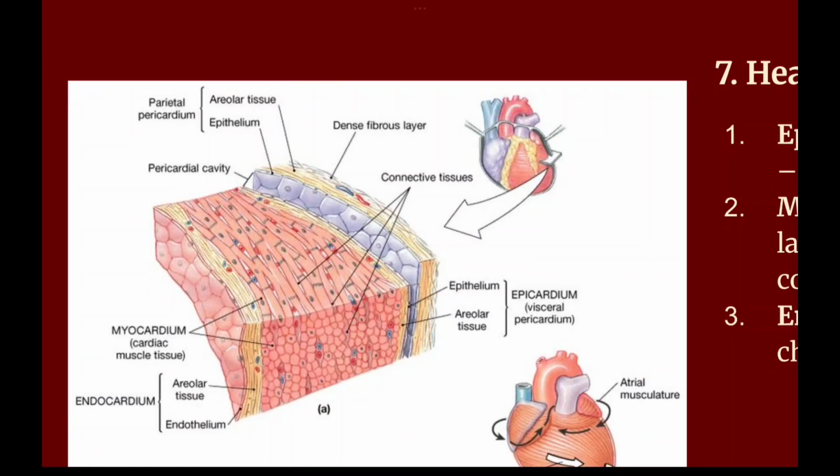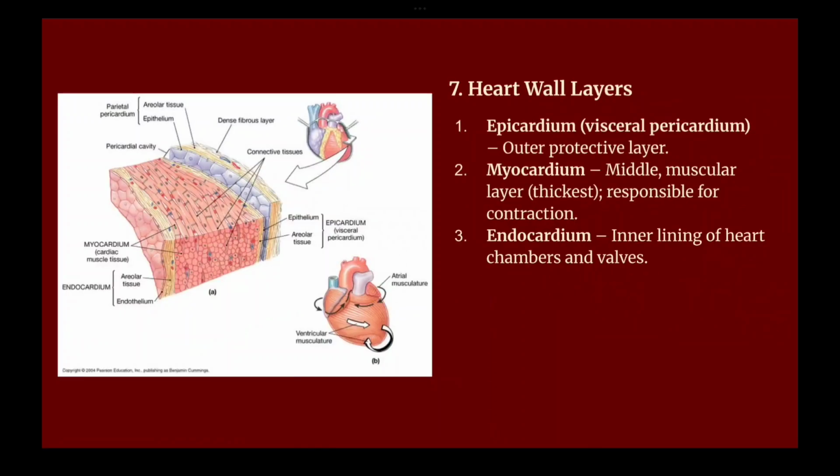There is the endocardium, which is the innermost layer of the heart. It is covering the heart chambers as well as the valves of the heart. This endocardium consists of the areolar tissue and the endothelium. So that is the heart wall layers.